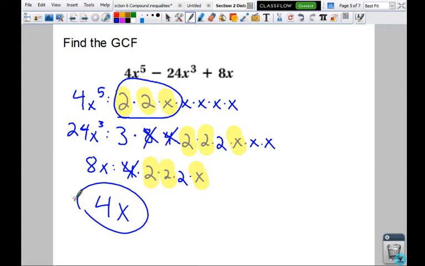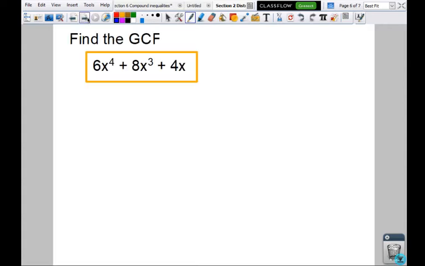Alright. Actually, I think you guys are up now. So, your next in-class problem, I want you to find the greatest common factor of 6x to the 4th plus 8x to the 3rd plus 4x. So, start by making your lists. Then see what shows up in every list. And then, if you get a bunch of things, multiply them together. We'll go from there. So on your own, make your lists, then find your greatest common factor.